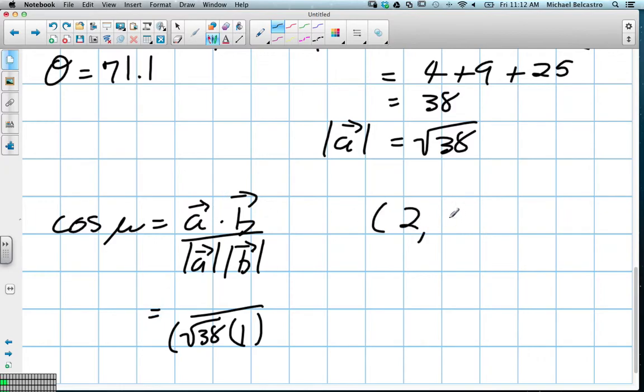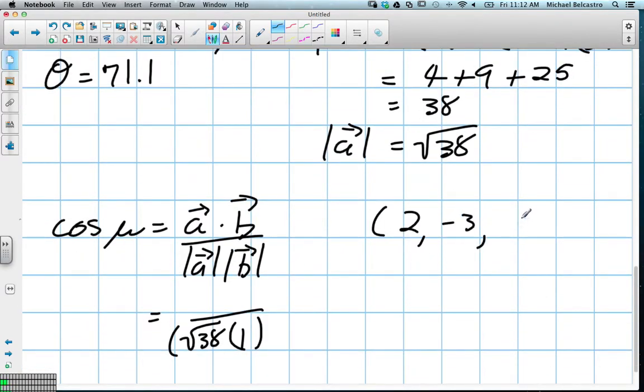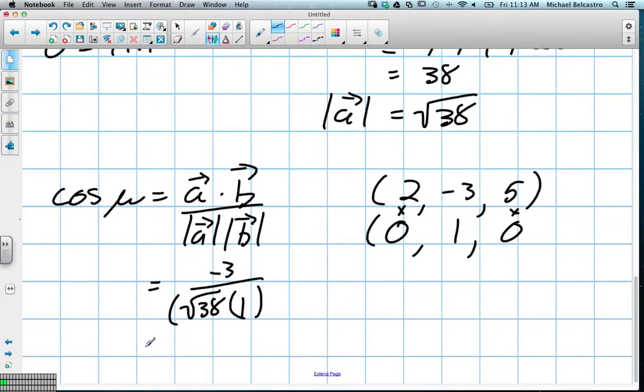Because we have 2, -3, and 5, but this time our projected vector is 0, 1, 0. When we multiply across, what do we end up with as our dot product? -3. That's the only difference here. So we'll then be looking for the cos inverse of 3 divided by root 38.